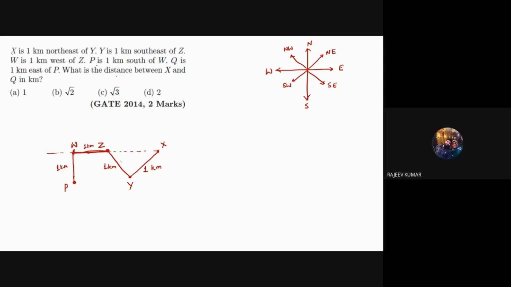Now you have to identify what is the distance between X and Q. Okay, sorry, one thing was left out. Q is 1 kilometer east of P. Q is in the east direction. So if I move east from P, 1 kilometer, over here in 1 kilometer I come here, I will get Q. Now I have to identify the distance between X and Q. So I have to find the distance from here to here.